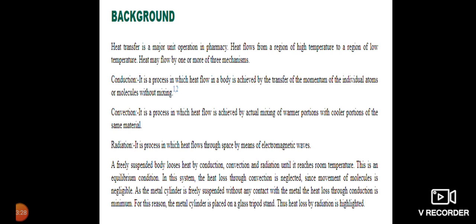Heat flows from a region of high temperature to a region of low temperature. So we already know in day-to-day life that whenever something is very hot, what we do, we place that object in open air, or if liquid is there we increase the size of the container in which liquid is placed, because if size increases the temperature will decrease.